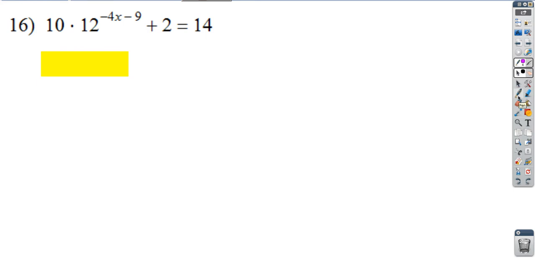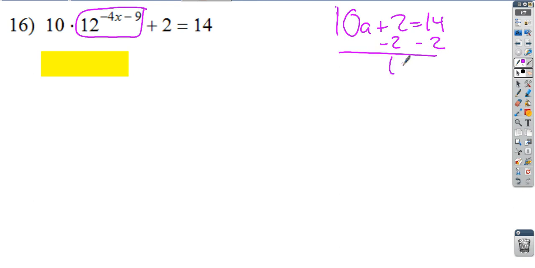Okay, slightly more complicated problem now, and if this is confusing to you, then just take a look at this and replace it with a letter. So pretend that that whole thing right there was the letter A. So you have 10a plus 2 equals 14, and you know how to solve that. It's not difficult. You would subtract 2 from both sides, and then you would finish by dividing by 10. So it's the same thing that we have to do here.